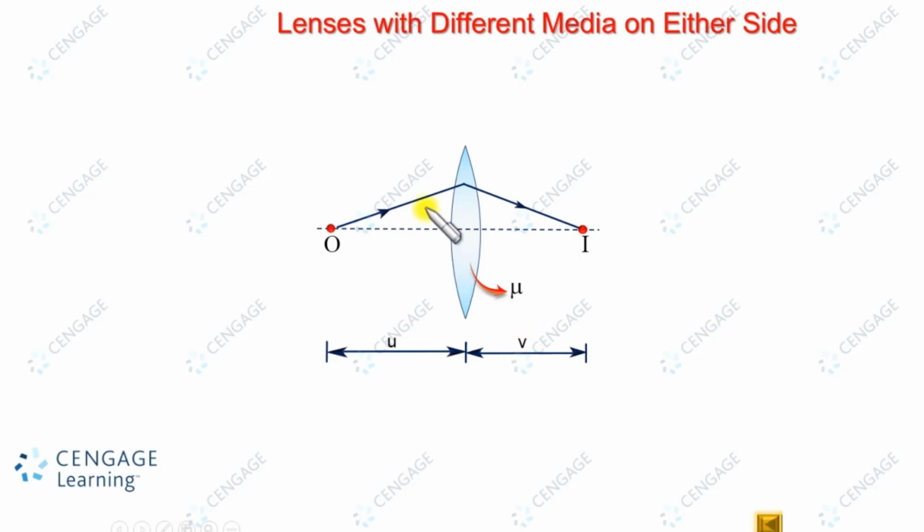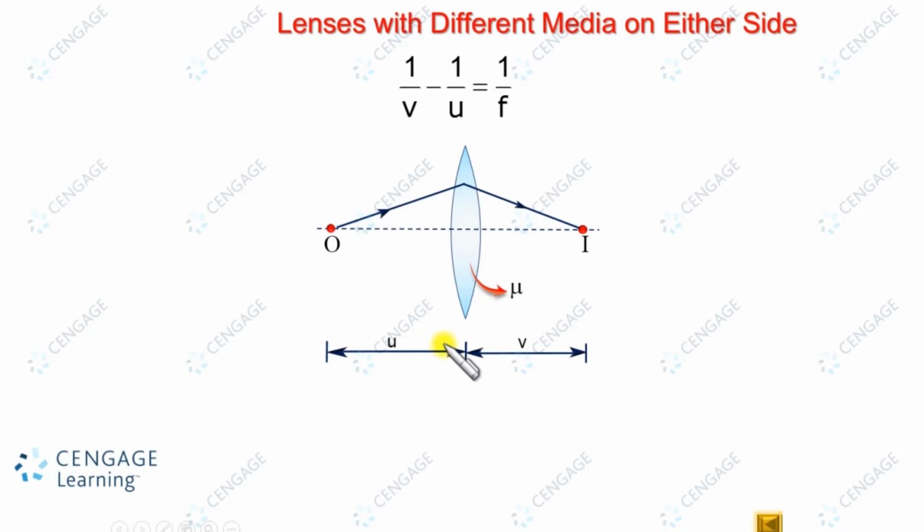If we know the focal length of this lens, we can find the position of the image, that is the value of v, by using this formula. This formula is called the lens formula. Remember this, this lens formula is applicable only when the medium on the left hand side and right side of the lens is the same.